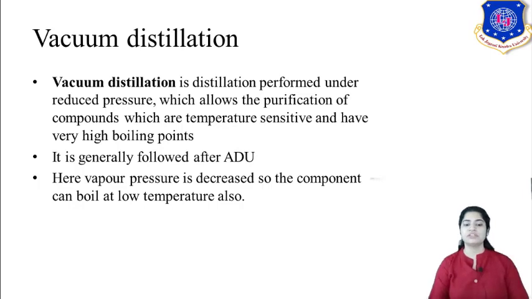Now this is generally used after the ADU. First you separate your mixture under atmospheric distillation conditions. The residue of that atmospheric distillation unit is then sent to the vacuum distillation, where further separation occurs. It is generally used for thermally sensitive materials which are high boiling. The residue part is very less volatile in nature, so to separate it out you would have to subject it to very high temperature, and because of that, cracking might occur. That thermal degradation may occur.